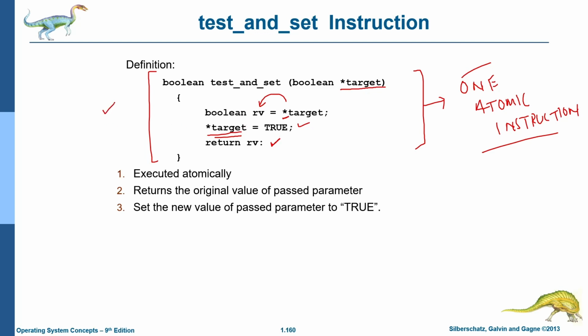Okay, is this clear to everybody? These three steps. We will see how this is used later. Is this clear? Are you able to understand what is happening here? Yes, sir. Okay. So take the target, capture its old value. It could be false, it could be true, whatever. But always set it to true and then return the old value.